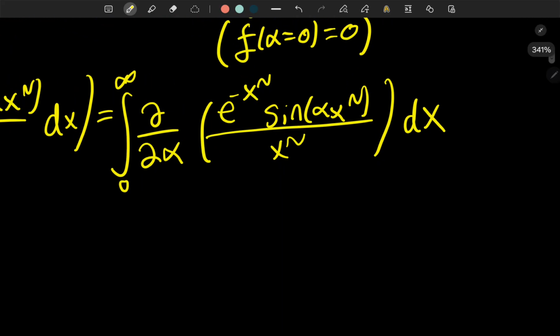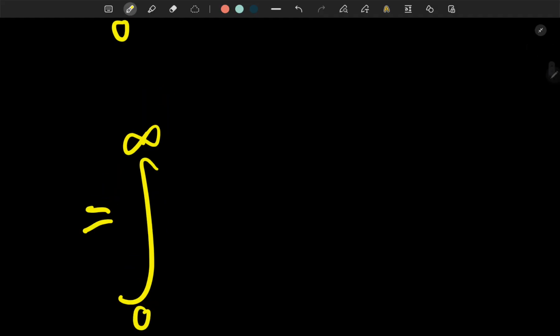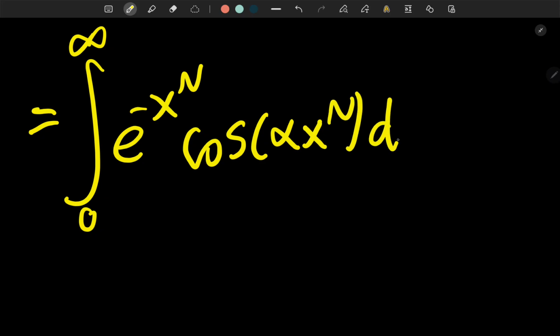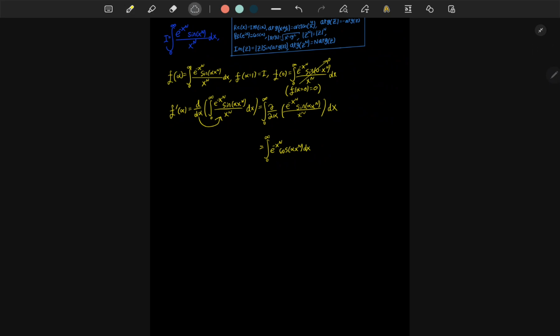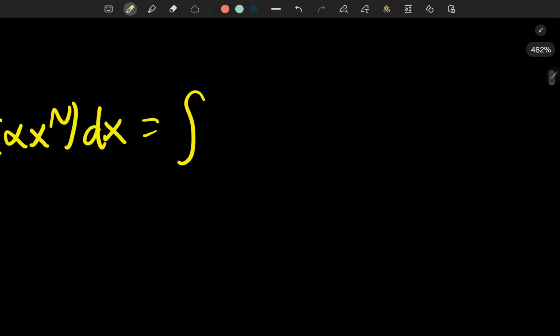Now, I will not show the steps of the partial derivative, but if you've taken any calculus or multivariable calculus, you'll know how to do this. It's quite simple. You'll find yourself at this result. It's very, very simple. Okay, so now that we have this more simplified form of an integral, I would say this would be equal to f prime of alpha.